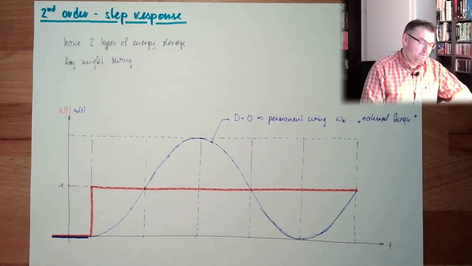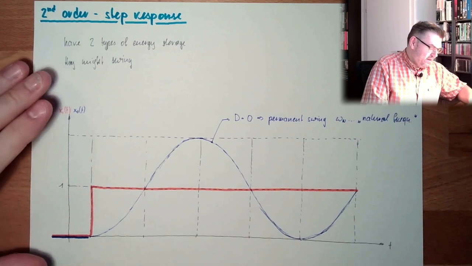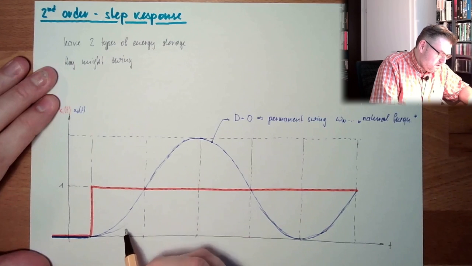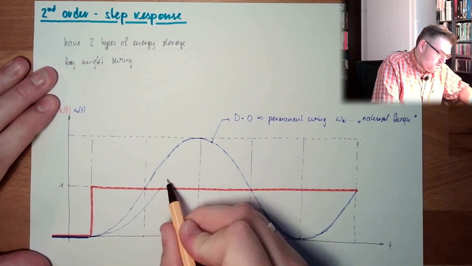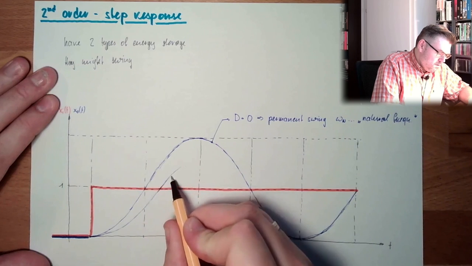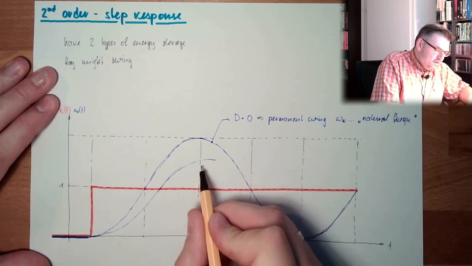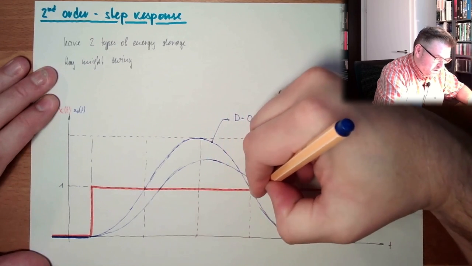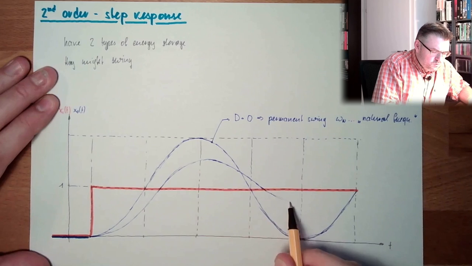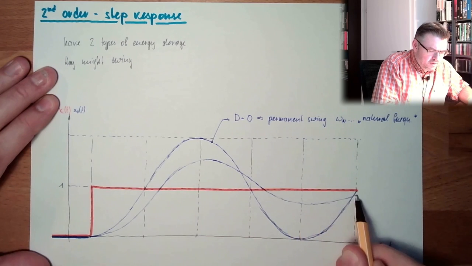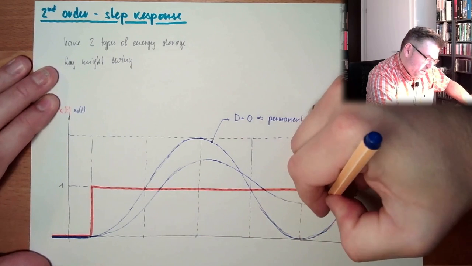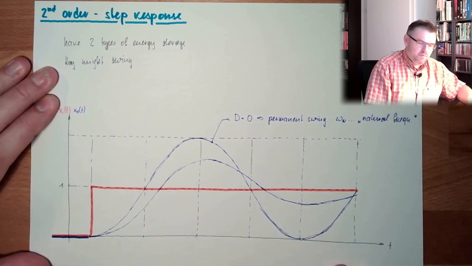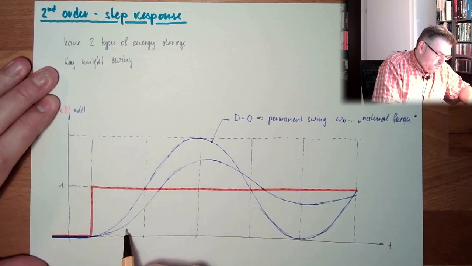If we have higher dampings, then it would look like that. We go up, and you see we are later with the maximum. Then we go down. So this swinging is damped and also has a lower frequency. This is lower damping. Even lower damping, we will go up.